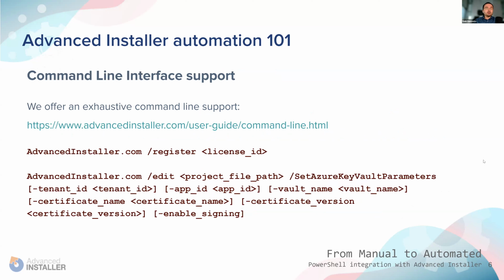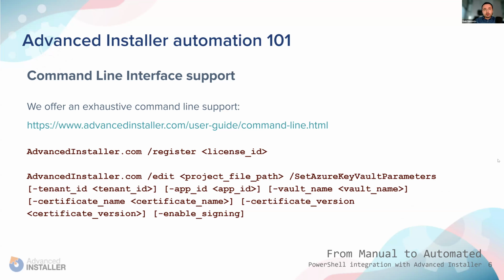Now, a quick mention of our command line interface, the CLI, and what we support there. There is lots and lots to talk about this. We don't have the time in this webinar to do that. You can check out our user guide at the link shown here. You will find lots of information about what operations we permit from the command line. Basically, there is an executable called advancedinstaller.com, and you can call it with a wide range of parameters to do the operations that you intend.